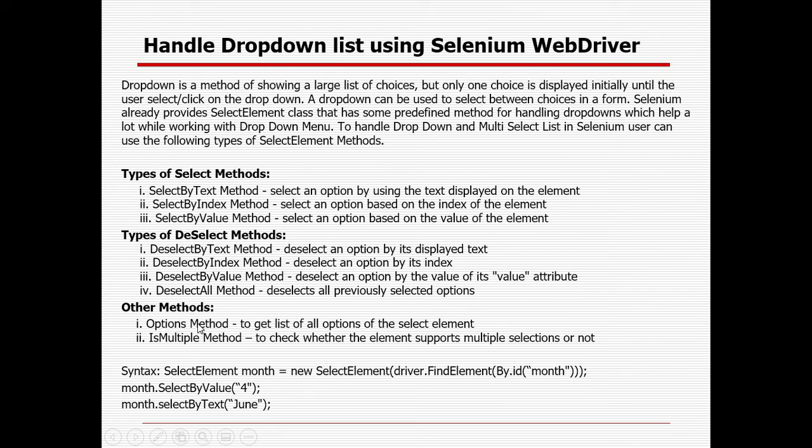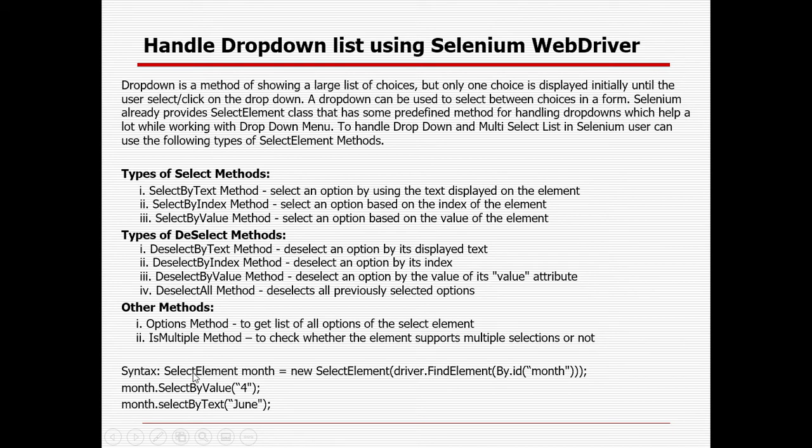One is the Options method, through which we can get the list of all options of the select element. The next one is the IsMultiple method, through which we can check whether the element supports multiple selection or not, for that particular select box or drop-down field.